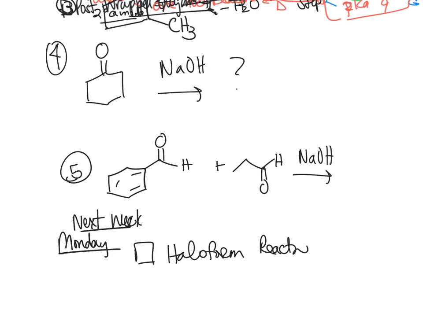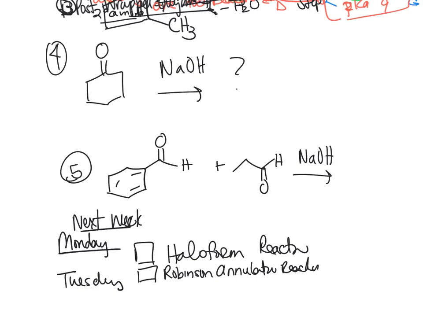and then I need to also, on Tuesday, I'm going to teach you about the Robinson annulation. Okay, and we're going to do some retrosynthesis on that. And you'll have problems from both of those that you can include onto this POGL. And that will be all the reactions of this chapter.